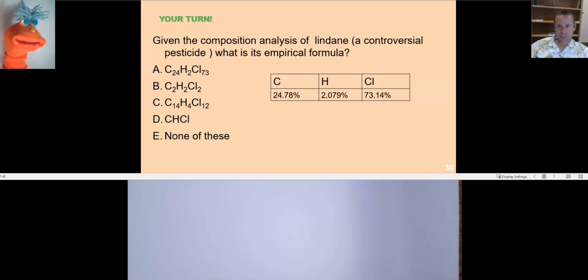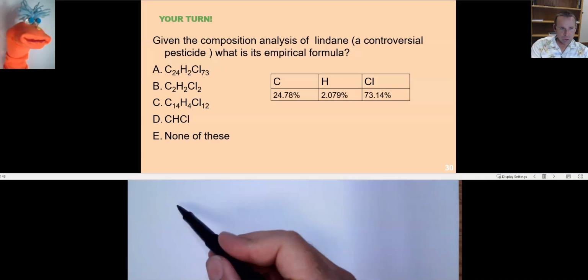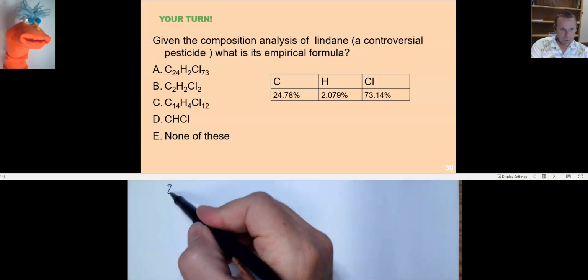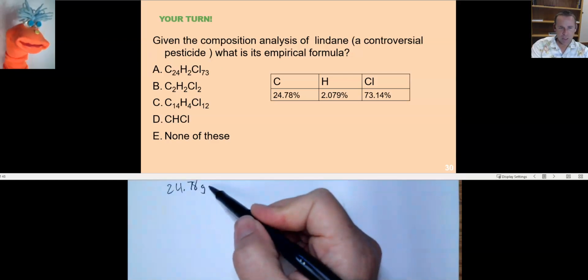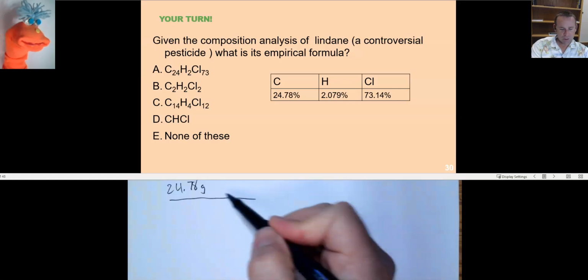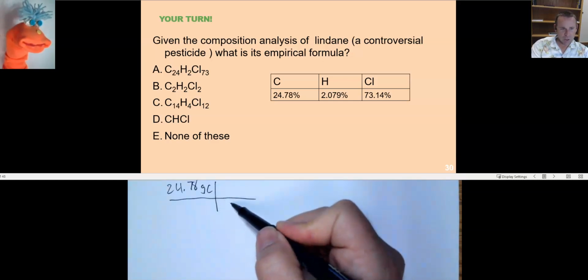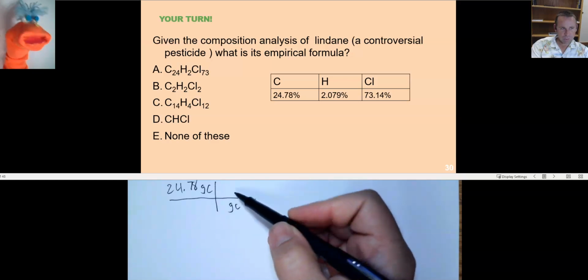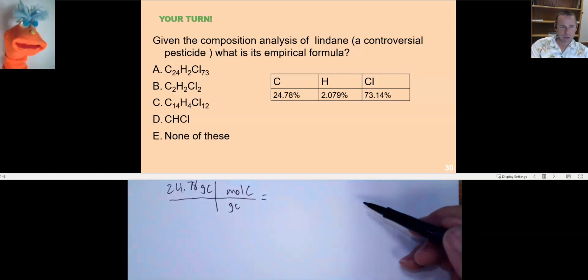What do we do with these percentages? Convert them to mass. You mean moles? Yeah, moles. Good. So I have 24.78, and I can say that that's grams. Why can I say that? Because you can just assume you have a 100 gram sample. That's right. So I have grams of carbon, and I want to go from grams of carbon to moles of carbon, because we're after the empirical formula.